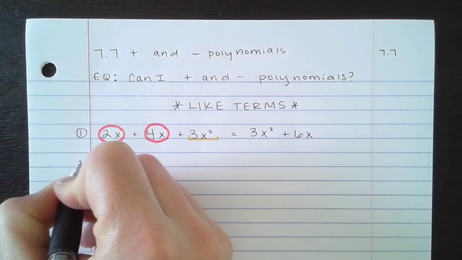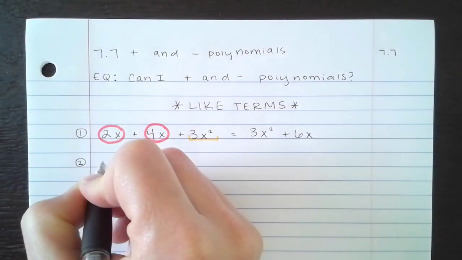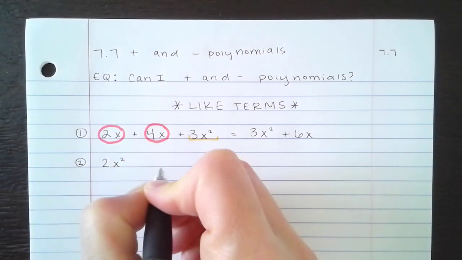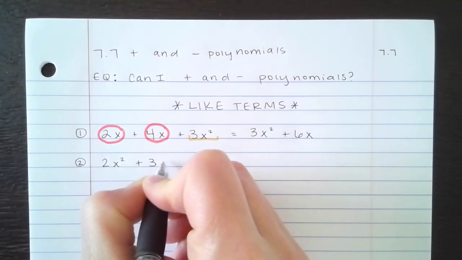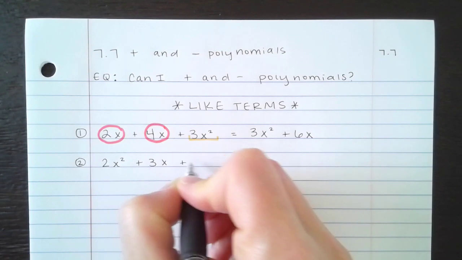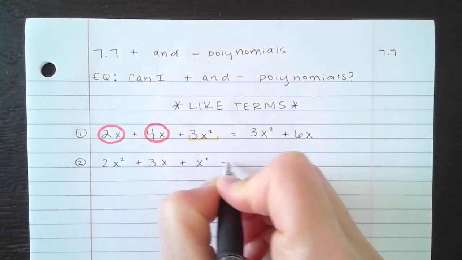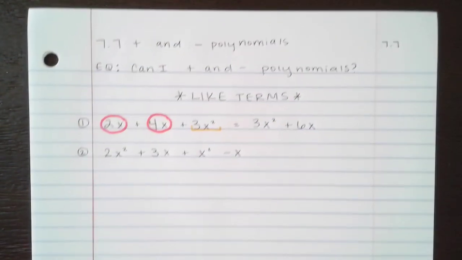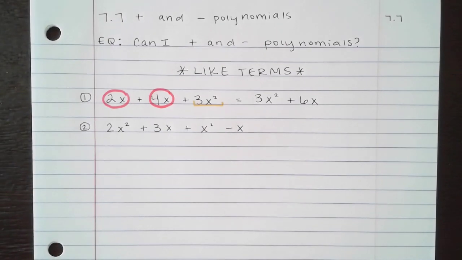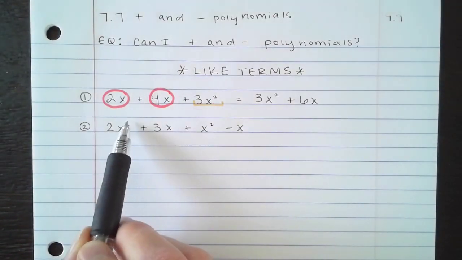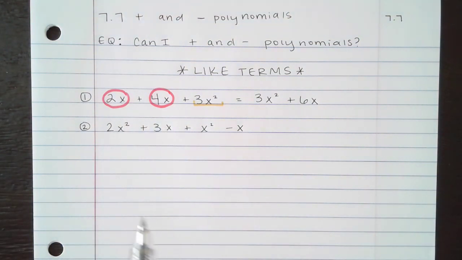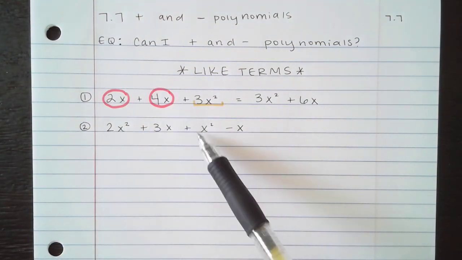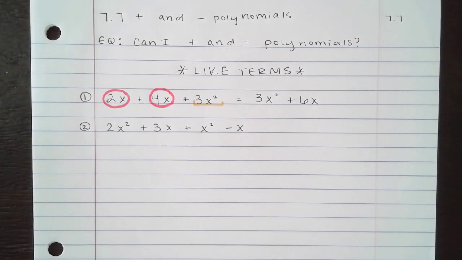Let's try another example. 2x squared plus 3x plus x squared minus x. Now there's a little bit to unpack today. Some people like to use colors, some people like to use shapes, like they just want to use a pencil and use rectangles and triangles. Some people like to use colored pencils and shade them in. However you want to do it, I'm going to try and show you a few different ways.